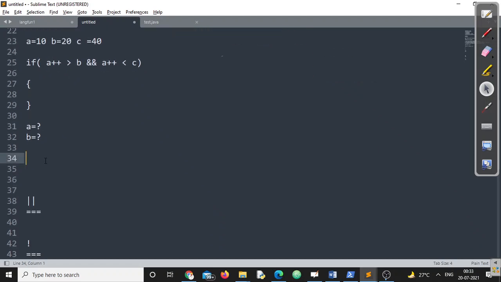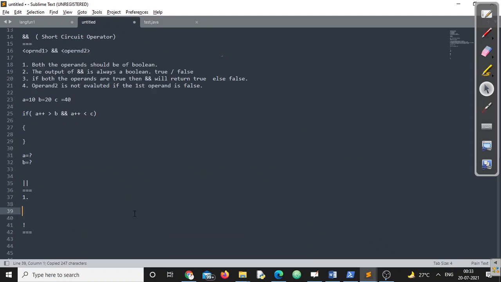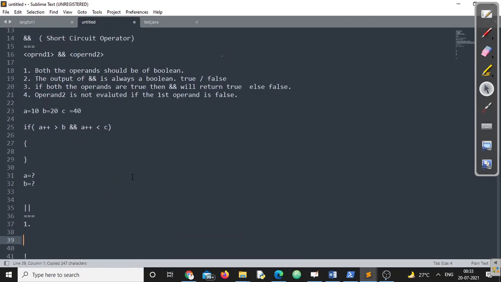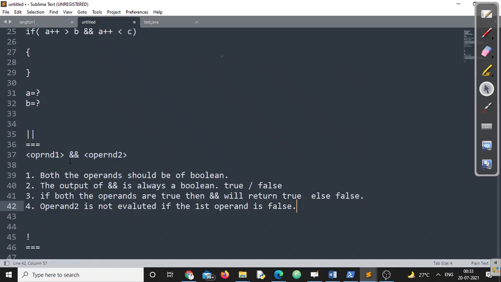Similarly, when we are discussing the logical OR operator, everything here is the same. Let us copy the entire one so that I don't have to write the same thing one more time. Let me zoom also. Great. Instead of this AND operator, we are putting the OR operator. Both the operands should be Boolean. That is absolutely fine. The output of the OR operator is always a Boolean, either true or false.